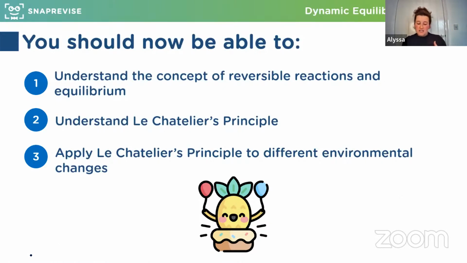We've looked at understanding the concept of reversible reactions in equilibrium. We've looked at understanding Le Chatelier's principle, and we've looked at applying Le Chatelier's principle to different environmental changes. I'm afraid we didn't manage to get through our exam questions, so apologies for that, but please feel free to have a go at them yourself. And if you have any major issues, hopefully a little bit of Googling or reading back through the content that we've covered should help.